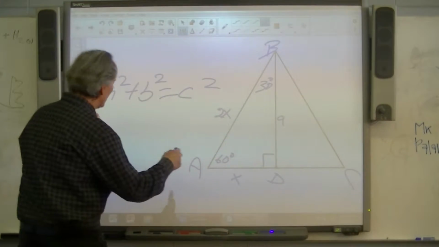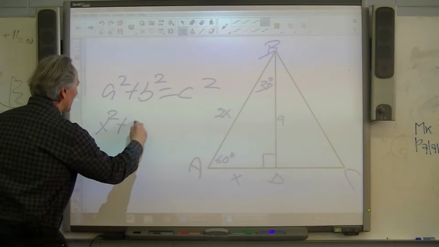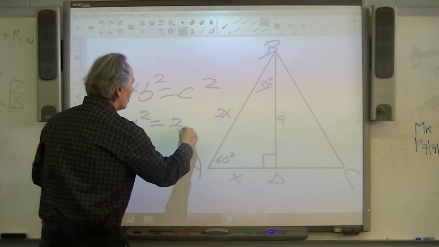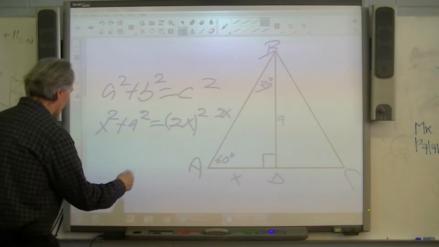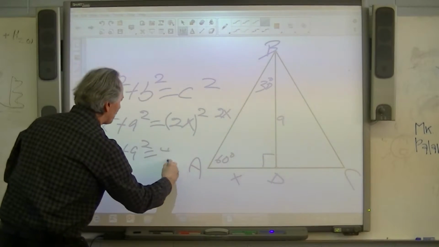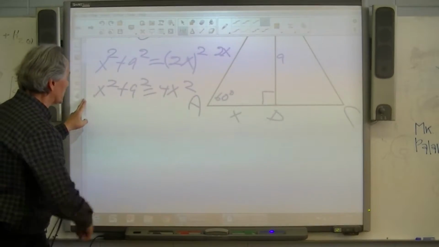So the short leg I'm going to identify first as x squared plus a squared, the long leg, equals our hypotenuse, or 2x raised to the second power. Let's go ahead and continue on this. So therefore we have x squared plus a squared equals 4x squared. Let me scroll up so we can continue.